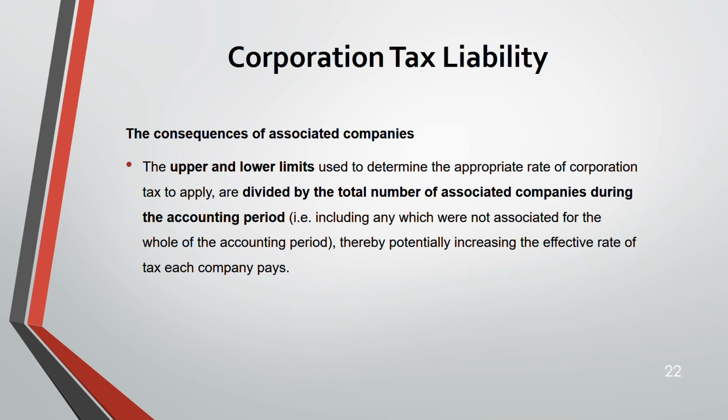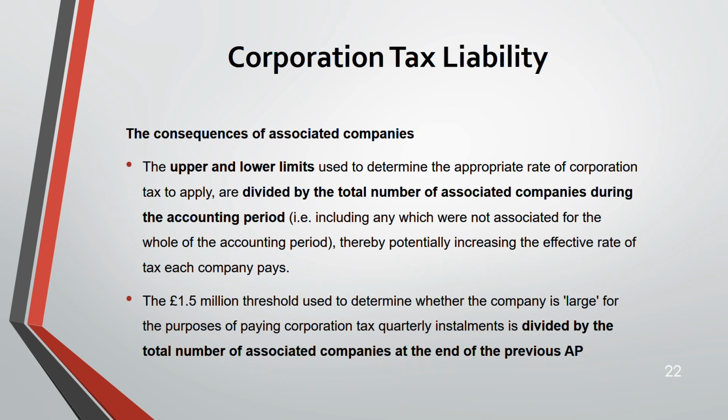Okay. So now, let's say the 1.5 million threshold. We have not gone through the 1.5 million threshold yet. I will take you through that a little while later. So there is a 1.5 million threshold. This threshold is used to determine whether the company is large or not for the purpose of paying corporation tax quarterly installments. So therefore, you have to divide. If you are having associated companies, you have to divide the 1.5 million by the total number of associated companies at the end of the previous AP.